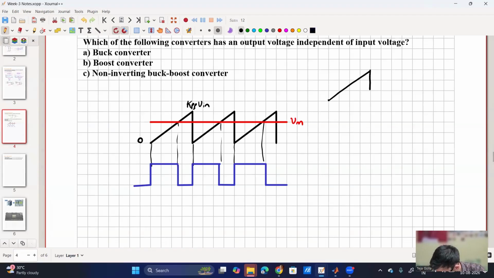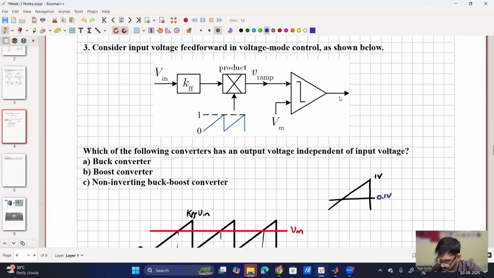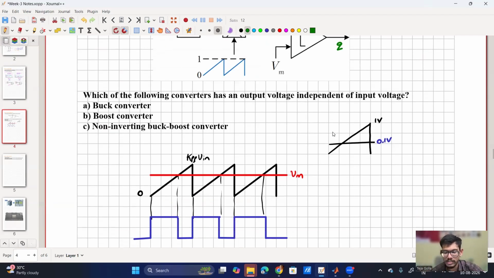Say this is my sawtooth, and I am comparing. Say this is my 1 volt, and then I am comparing 0.1 volt. So what will be the output duty ratio? The output of this. So I am comparing with this, right? And this is my Q. 10%, right? Or I would say 0.1 if I'm saying it in decimal value.